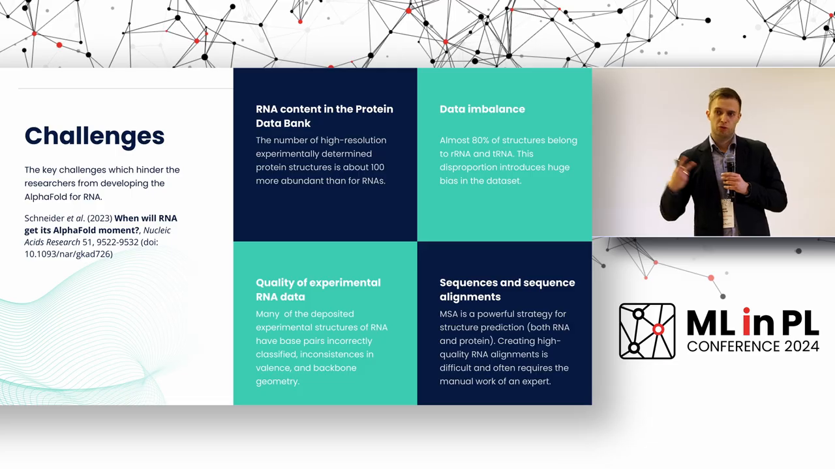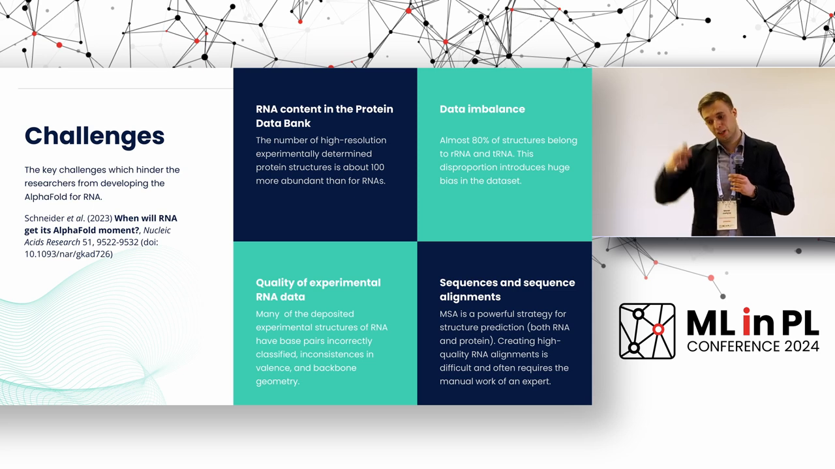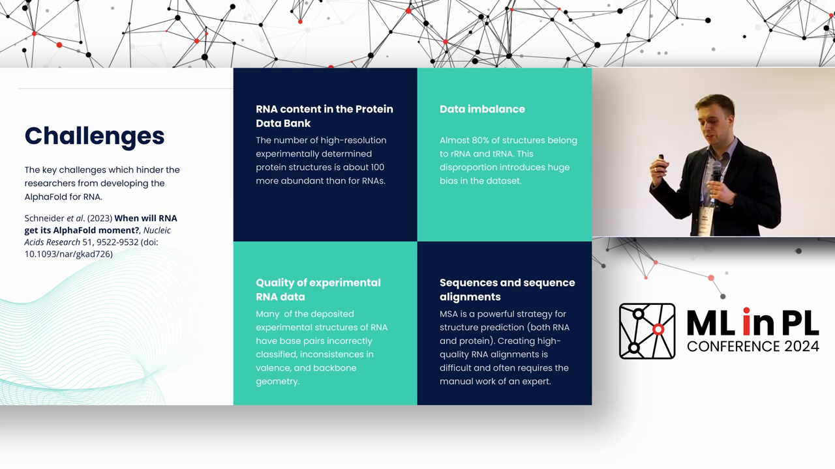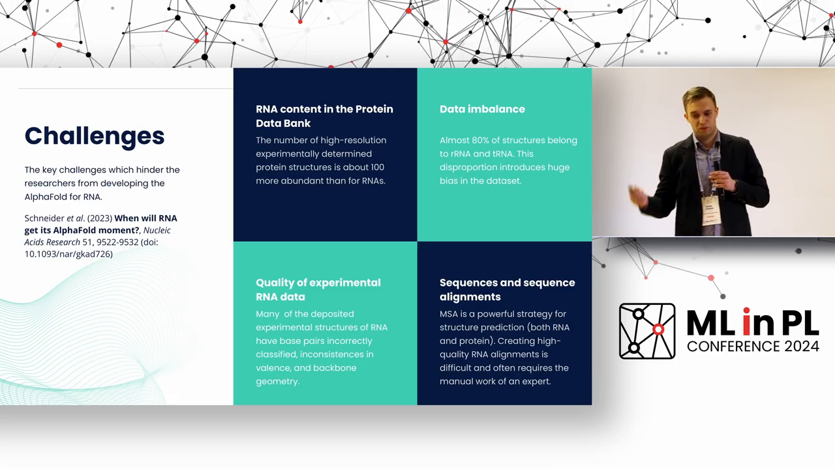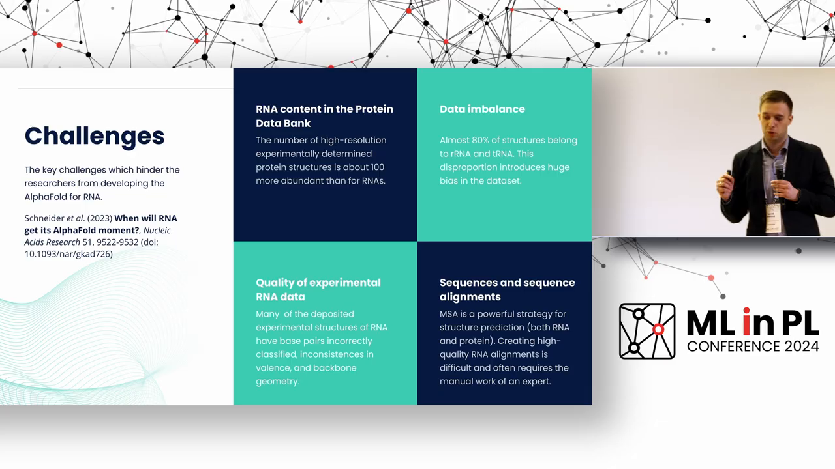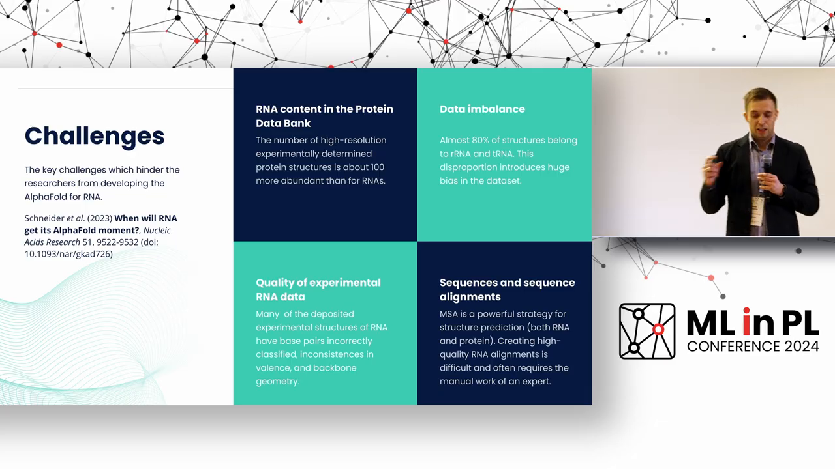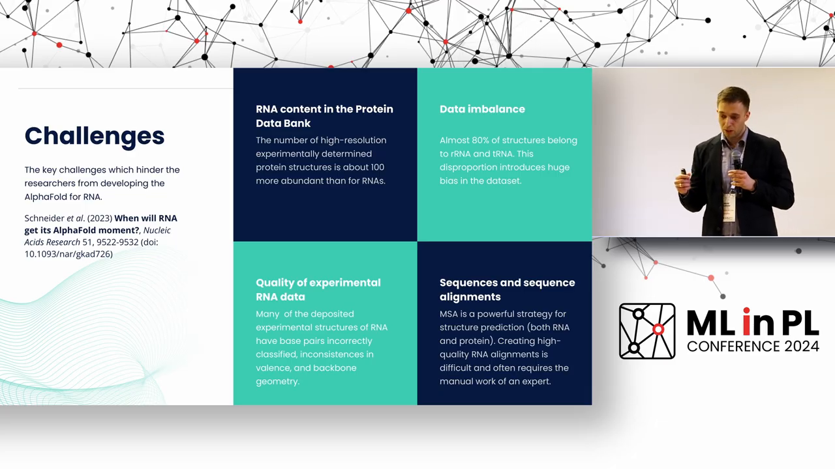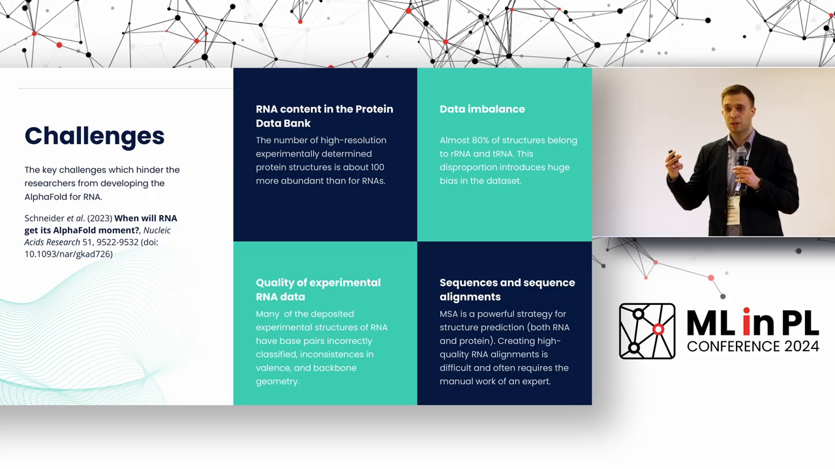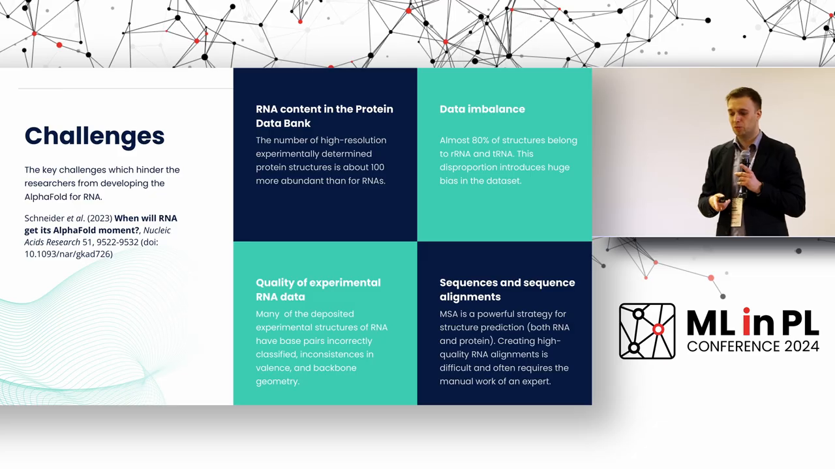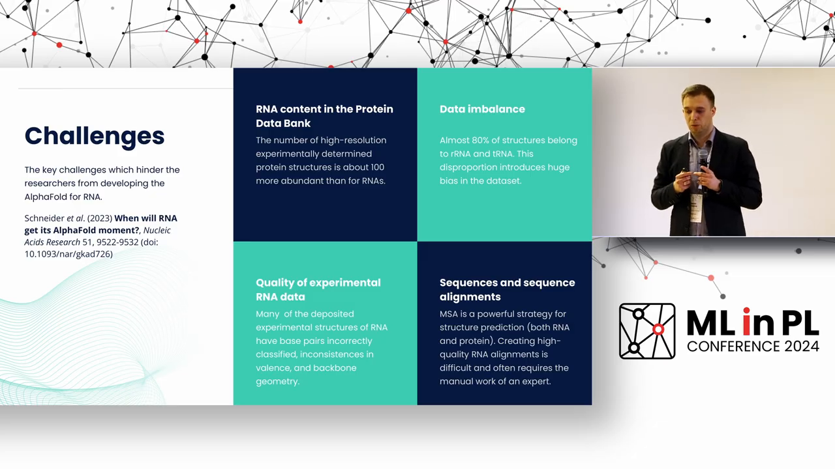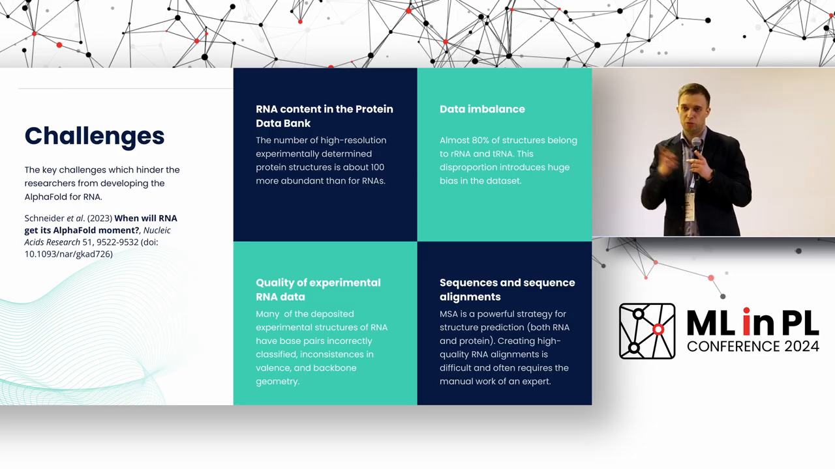There are two that I mentioned in two previous slides, but it's not all of them. We also have others. So determining high quality structure for RNA is a bit more complicated than in proteins. It often happens that we have problems with quality of experimental data. And another problem is the sequences and sequence alignment. As I mentioned in the AlphaFold slide, multiple sequence alignment is a very important strategy in structure prediction.